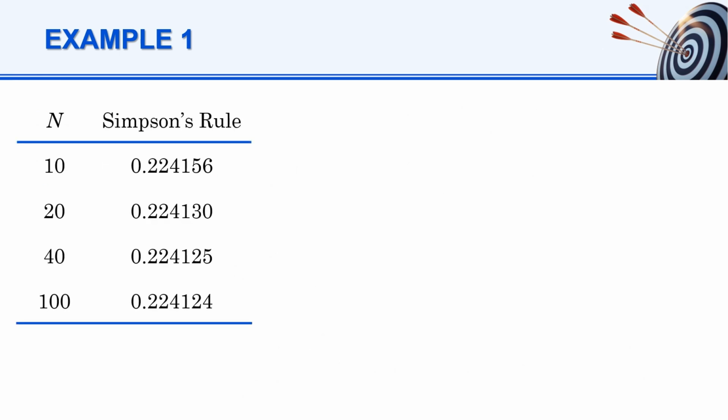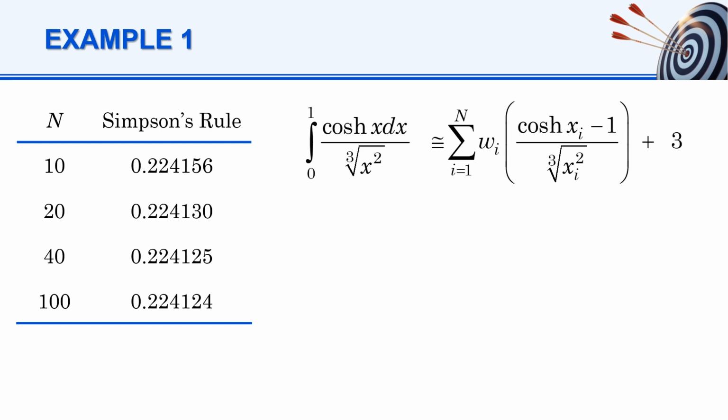When we carry out the calculations using Simpson's 1/3 rule with 10, 20, 40, and 100 panels, we obtain 0.224124 with n equals 100, which is at least 5 decimal place accurate. Recall that the first point in the numerical summation was excluded as a result of L'Hopital's rule. Finally, substituting the numerically calculated integral we get.